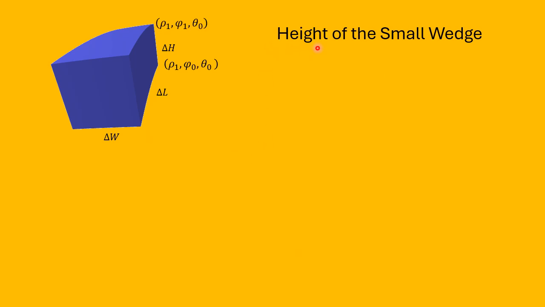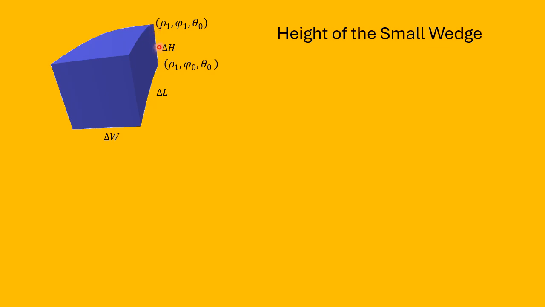So now we need to find the height of that small wedge. The height, delta h, is this length right here in this almost rectangular wedge. Remember that we're looking at a very small wedge here, very small values of the length, width, and height. Well, for the height, that's going to be the distance from this point up to this point here.